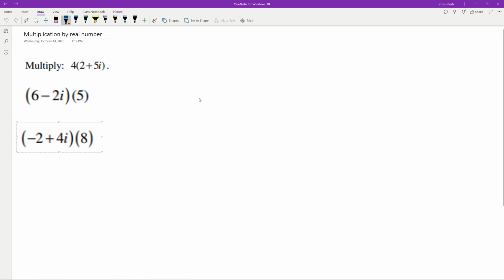Multiplying by a real number, I just distribute the real number to all of these terms. So if I multiply 4 times 2 plus 5i, this is just 8 plus 20i. Oh, sorry, I have a little bit of lag here. There we go. 8 plus 20i. For this next one, 6 minus 2i times 5. It doesn't matter the order of the multiplication because multiplication is commutative. So 6 times 5 is 30. Minus 2i times 5 is minus 10i.